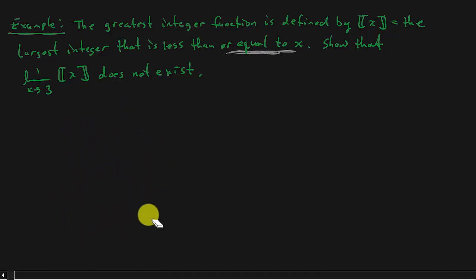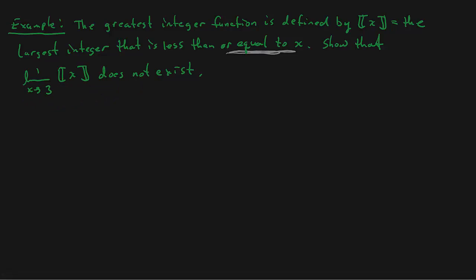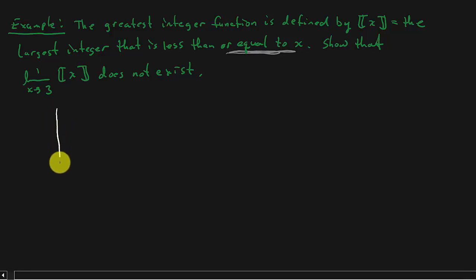So what they're wanting us to do is show that the limit of the greatest integer function of x, as x approaches 3, does not exist. For this one, the best way to do this is to sketch the graph and just get it from the graph. So what do we have to do? We have to take the limit from the left and the limit from the right. Now, you could just do this in your head without a graph, but let's go ahead and graph this thing, because I think it'd be good for you to see it graphed anyway.